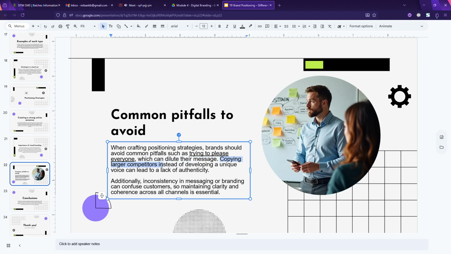Copying large competitors instead of developing a unique voice can lead to lack of authenticity. So a copy will be a duplicate, and nobody likes a duplicate. If they want it, they will go to the original itself. And messages should not be inconsistent. Inconsistency in messaging or branding can confuse customers.